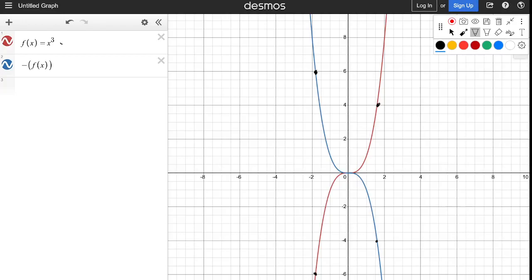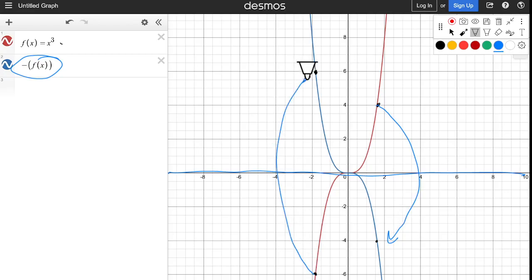Okay, and while we're here, this will actually be a good example to take a look at what happens when there is a reflection. So this was a reflection about the x-axis, right? So this blue one is a reflection over the x-axis. The red going down here, the red coming up here.